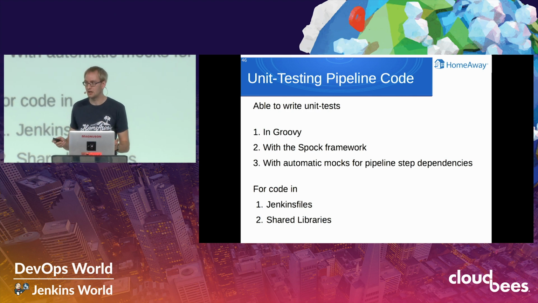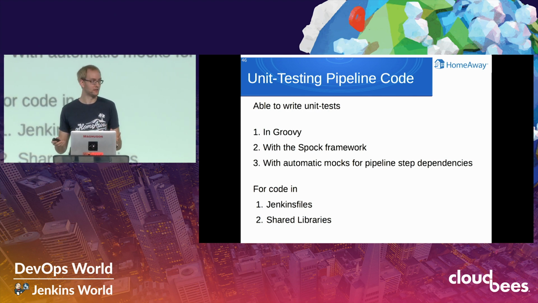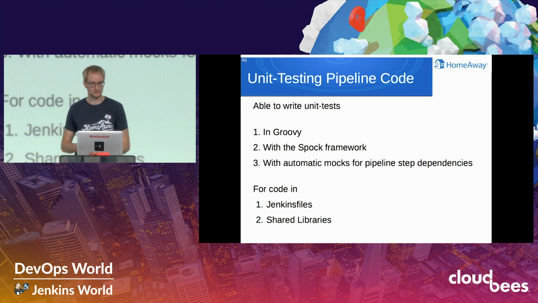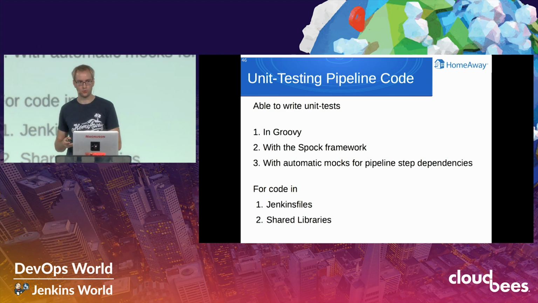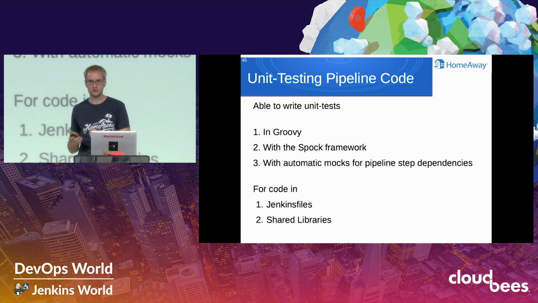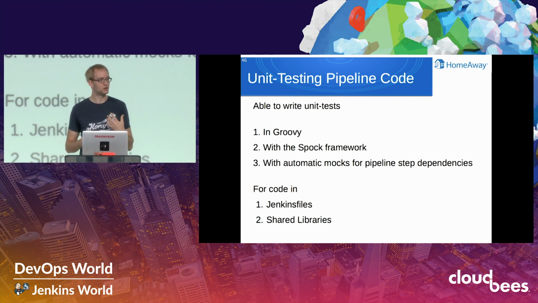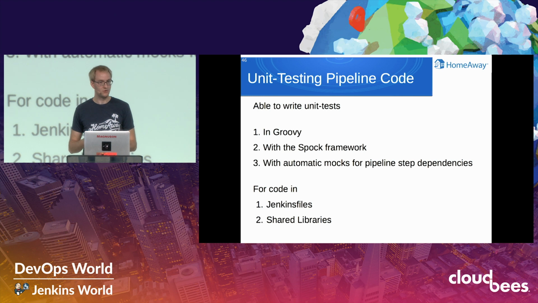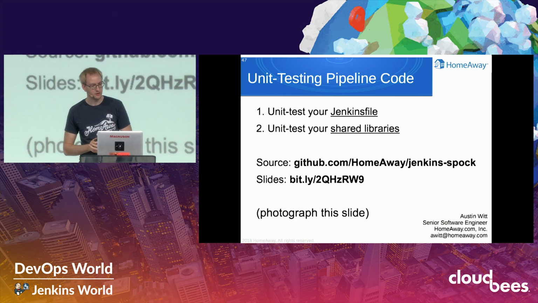And we didn't have to compromise the way we wrote our pipeline code at all. Any pipeline code you can write, it'll work with this. And we can do that not just for pipeline code in our application's Jenkins file, but we can do it with code in our shared libraries as well. So now, this whole notion of pipeline as code, we can start actually having unit tests for it, which I think is pretty cool. That is the end of my presentation.